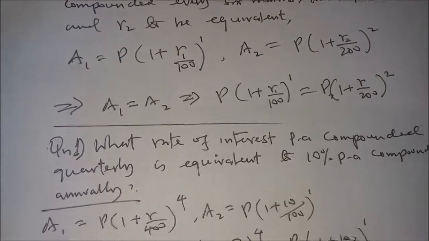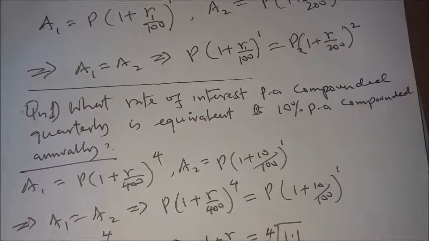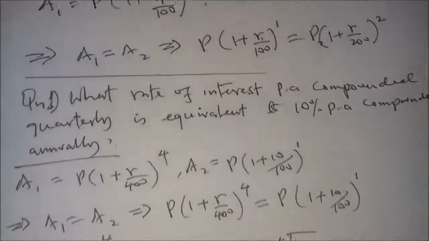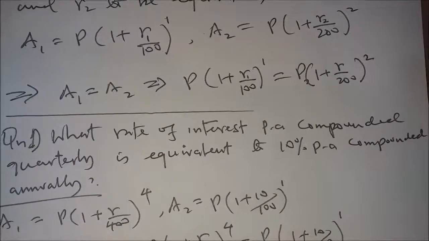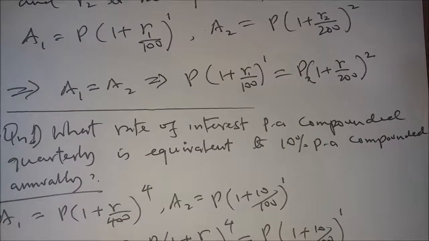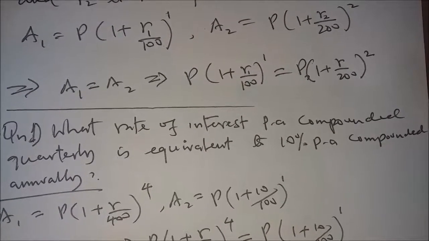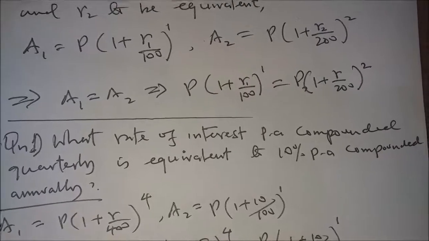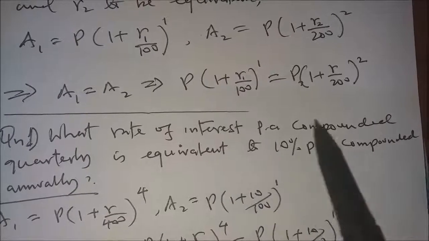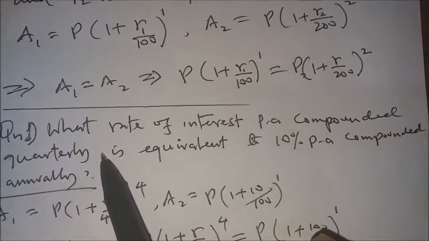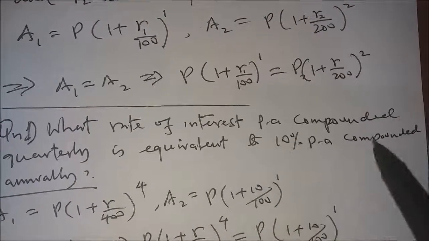Now, we look at a problem, a question, to understand this further. What rate of interest per annum compounded quarterly is equivalent to 10% per annum compounded annually? We have an unknown rate of interest per annum which is compounded quarterly. Quarterly means 4 times a year. And another rate of interest, 10%, but now compounded annually.